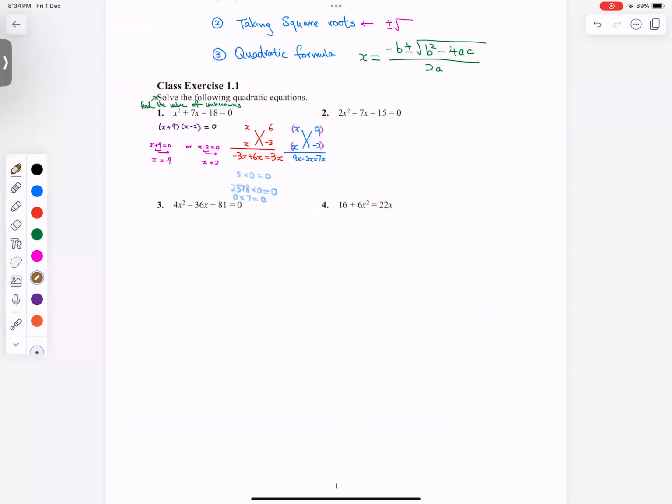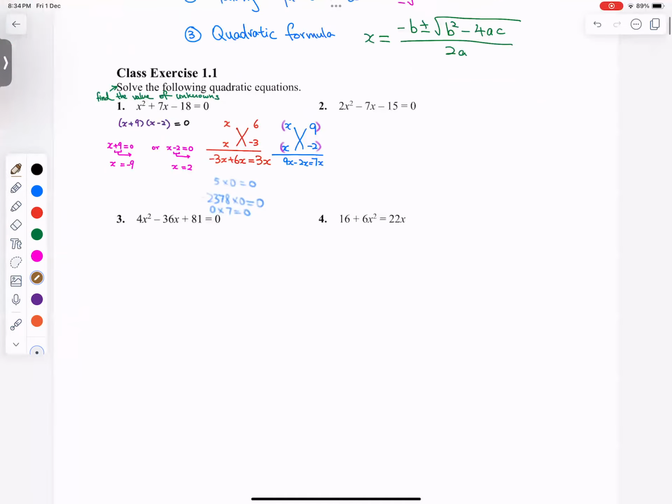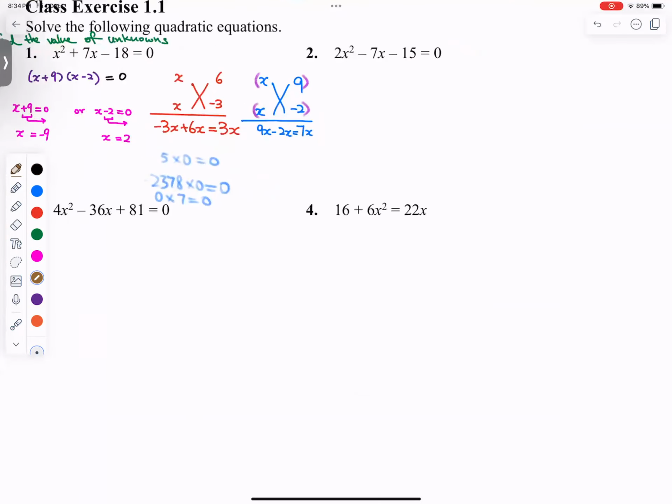Question 4. How do we do this? 2 and 3 you can do on your own. Question 4.